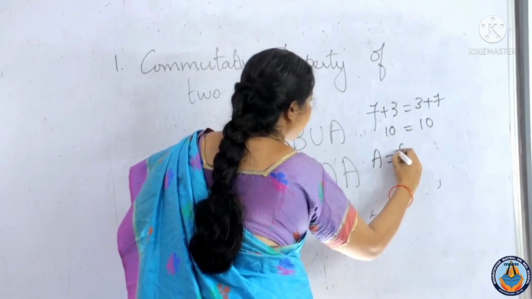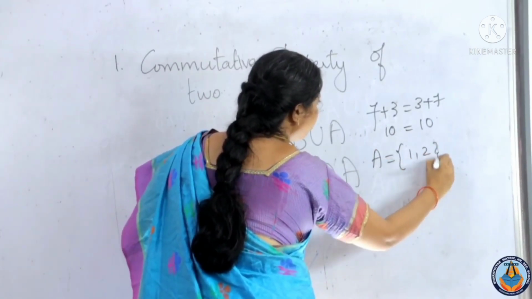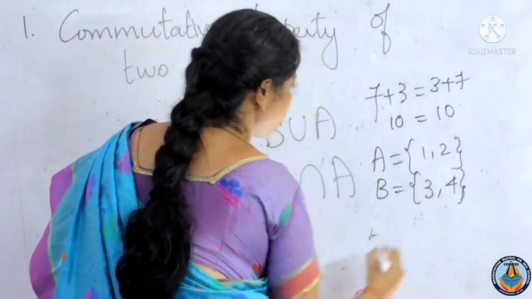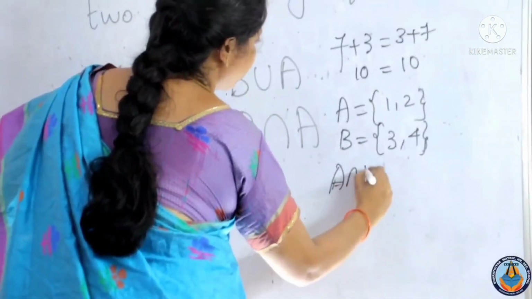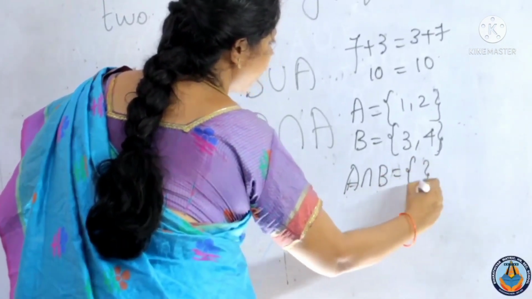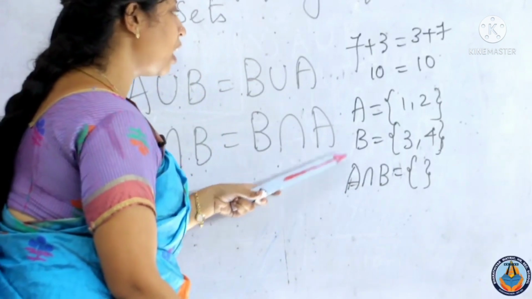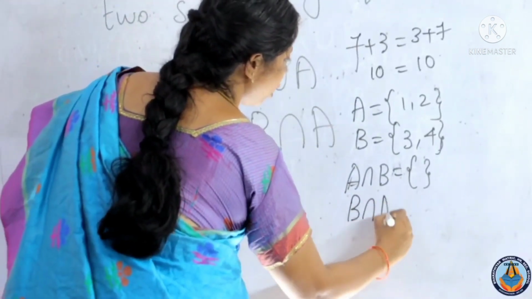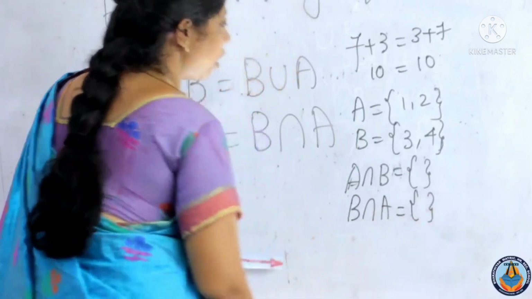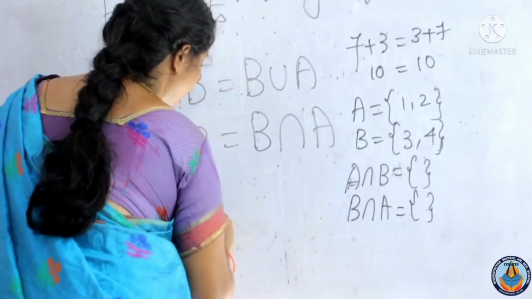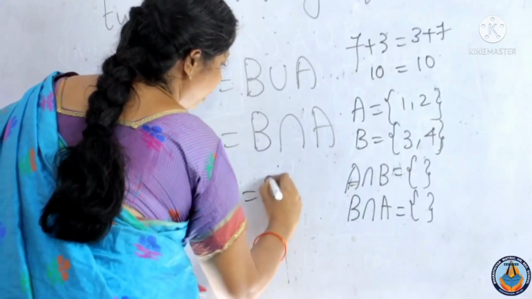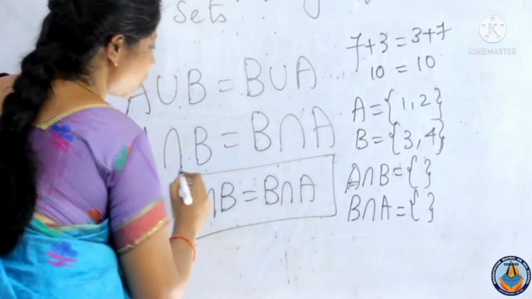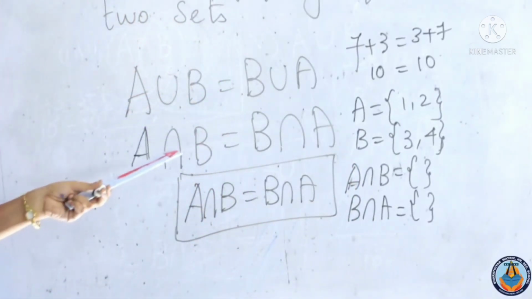Similarly for the sets, A is equal to 1, 2, B is equal to 3, 4. A intersection B is equal to empty. There is no common element in A and B sets. B intersection A is equal to empty. Therefore, A intersection B is equal to B intersection A. This property is true for intersection.